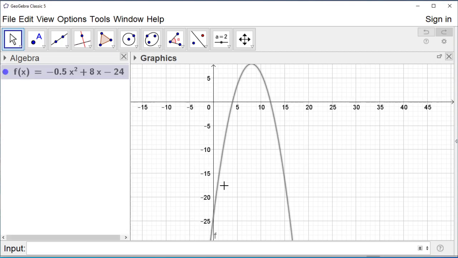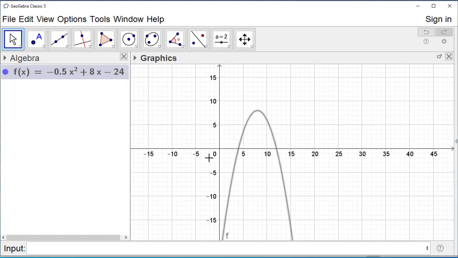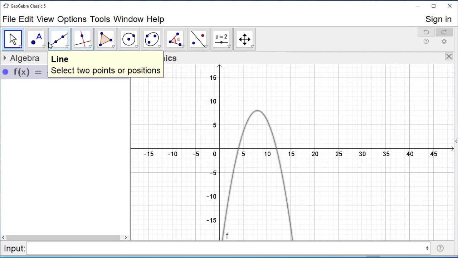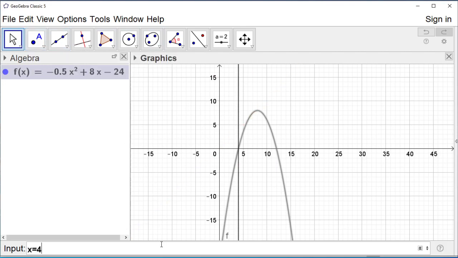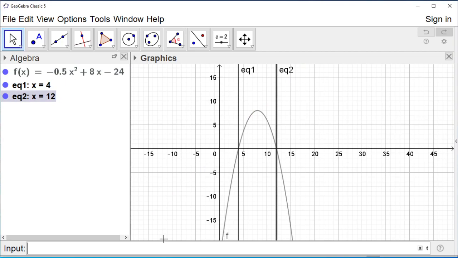Okay, so here's your profit function. As we expect, there is an ideal number of things that he should sell. So let's break this up into a couple of points. Let's make a separation at x equals 4 and at x equals 12.